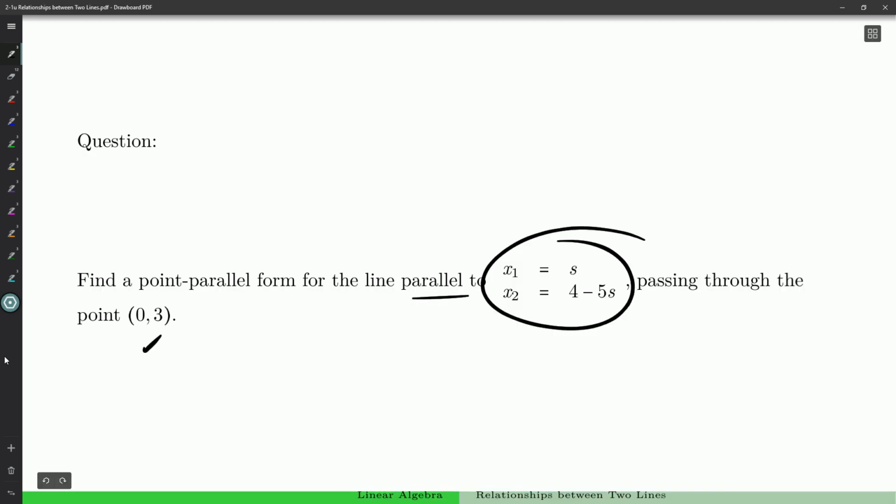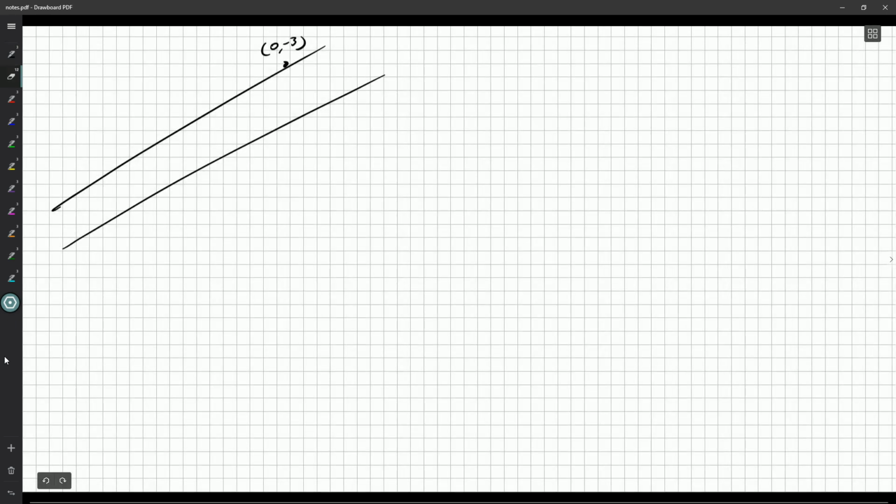So let's imagine two lines that are parallel. There's the one we want going through, what was it, 0, -3, I think? 0, 3, sorry. So we want that line, we need a direction vector for it. Now, what have we got? Well, we've got point parallel form.